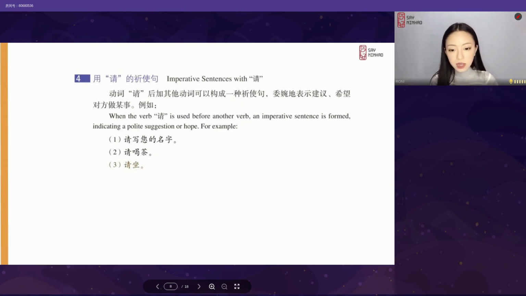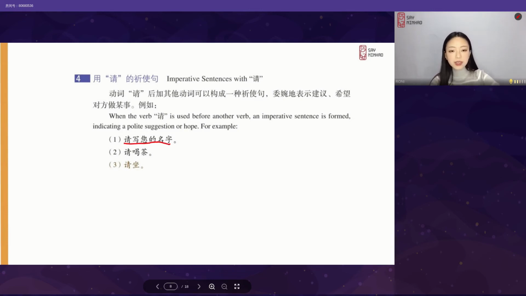Next one is the imperative sentence with 请. So imperative sentences are about giving an order and a request or prohibition or suggestions. This kind of sentences are imperative sentences. Okay, so after the 请, if we put a verb, then it makes an imperative sentence. And it can be form of polite suggestion or hope. Okay, let's see some examples.